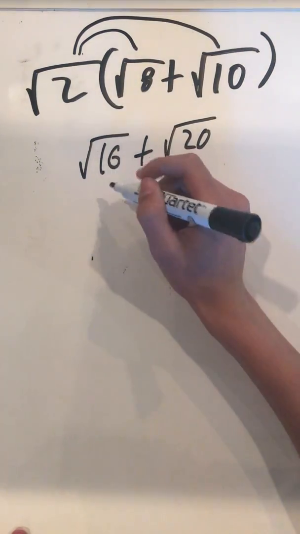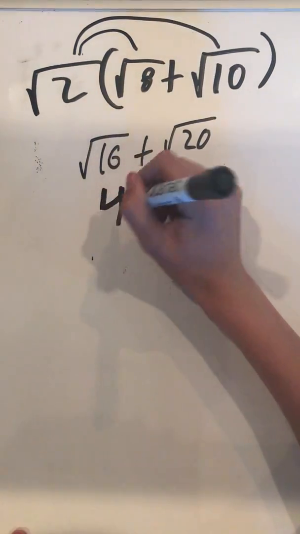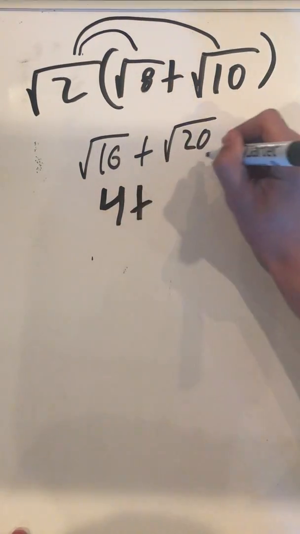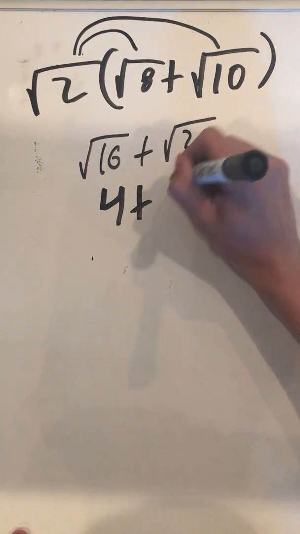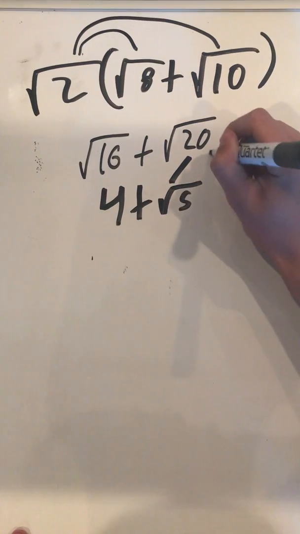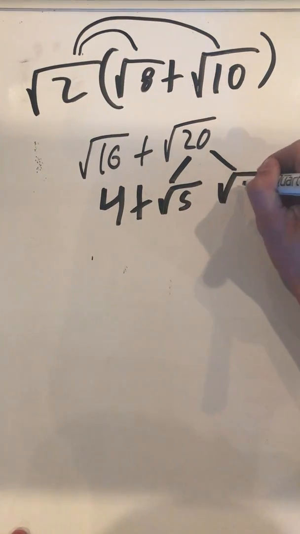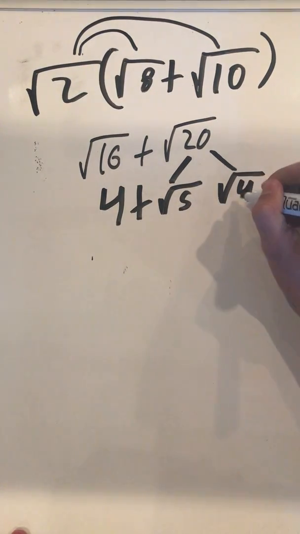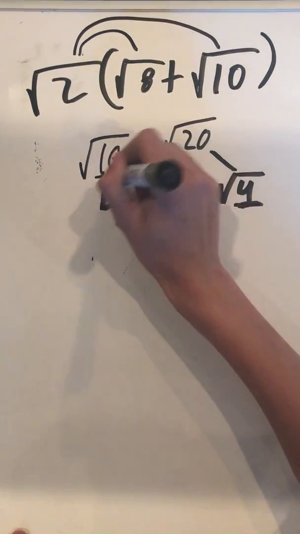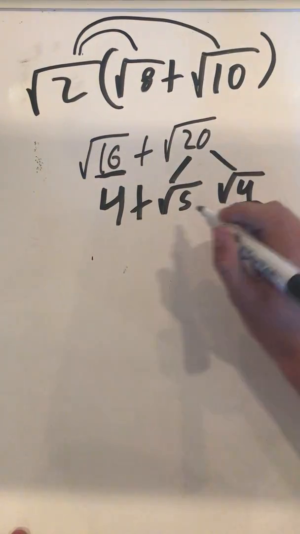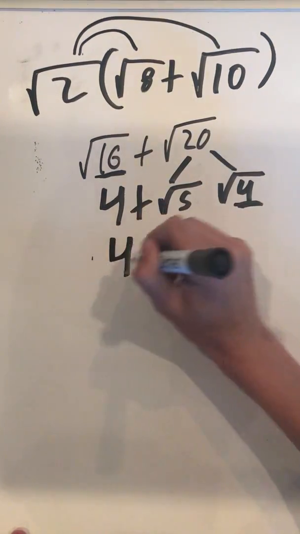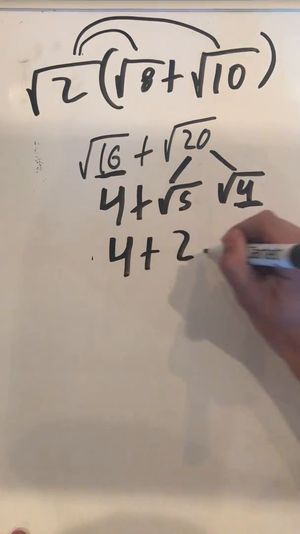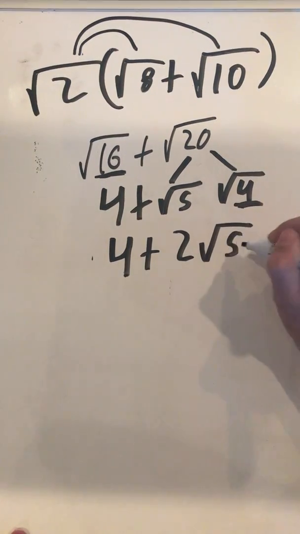Now, the square root of 16 is 4 plus, and the square root of 20 we will break down into the square root of 5 and the square root of 4. Now here we have a perfect square like we did here, and the square root of 4 is 2. So now we have 4 plus 2 square roots of 5.